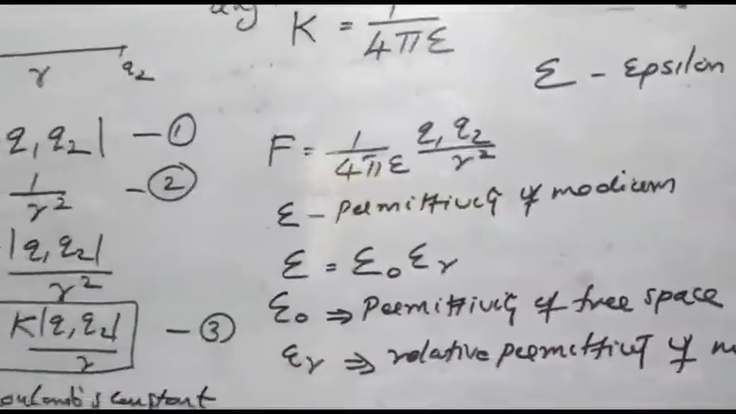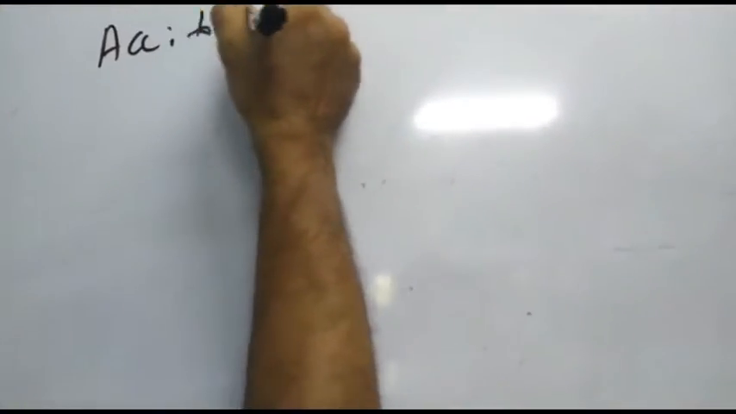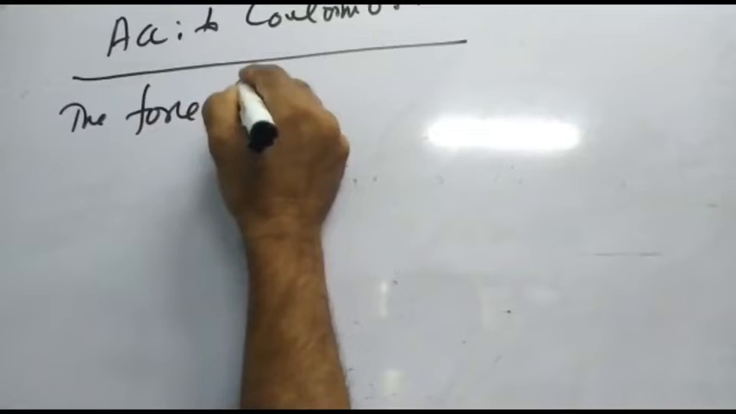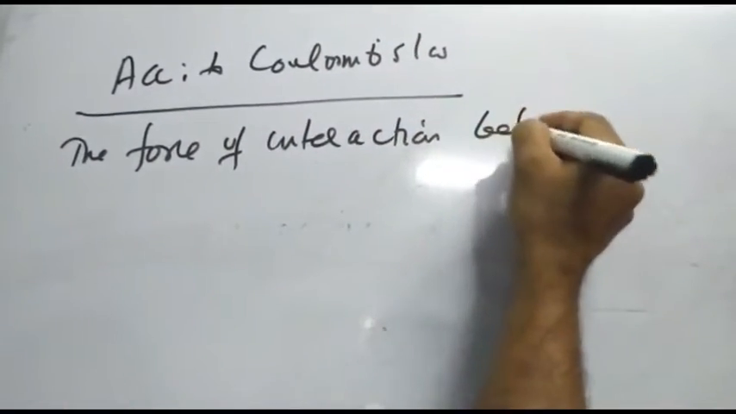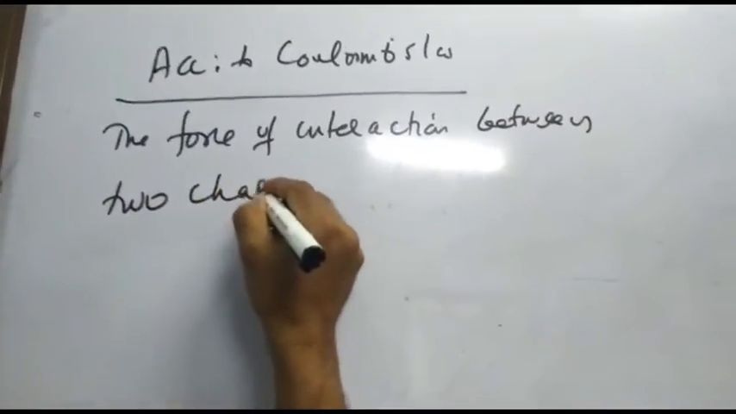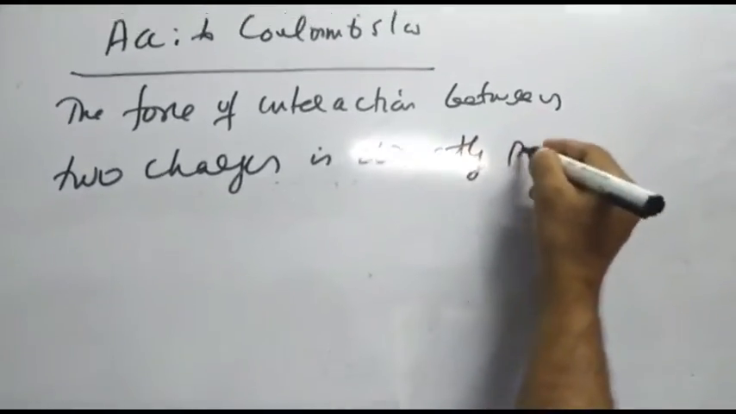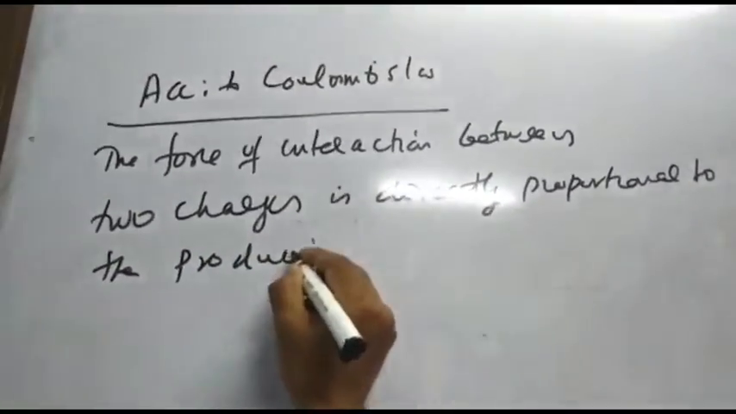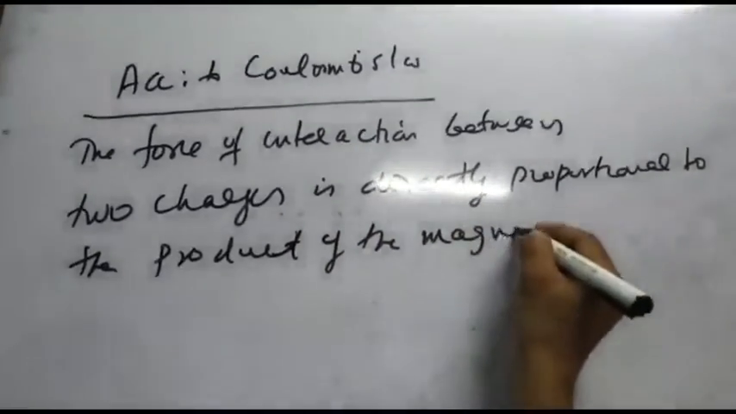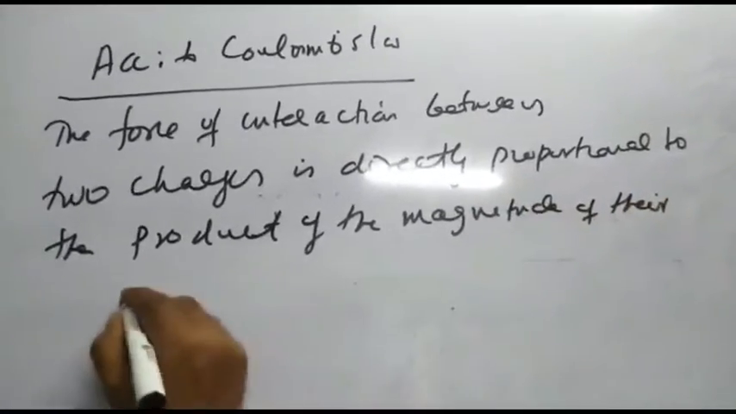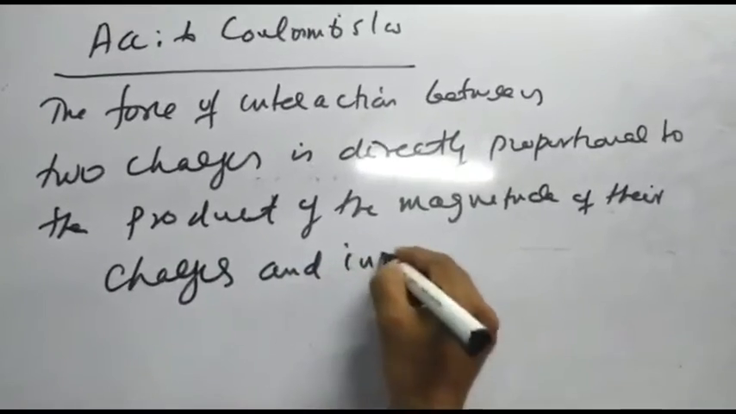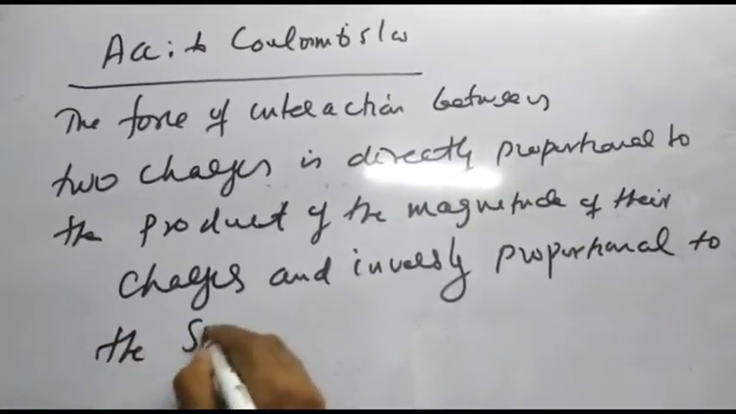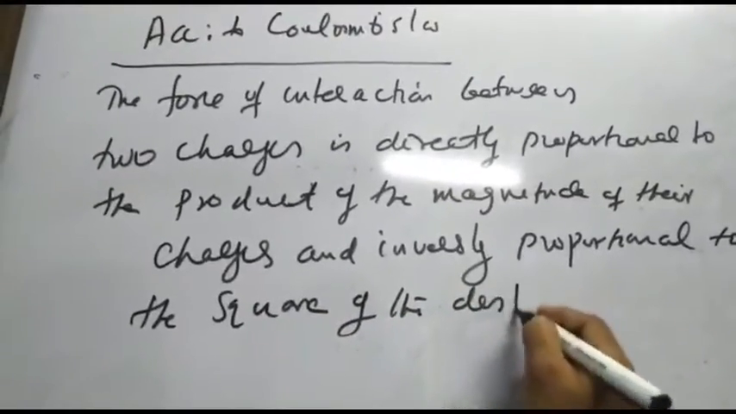So, according to Coulomb's law, the force of interaction between two charges is directly proportional to the product of the magnitude of the charges, and inversely proportional to the square of the distance between them.